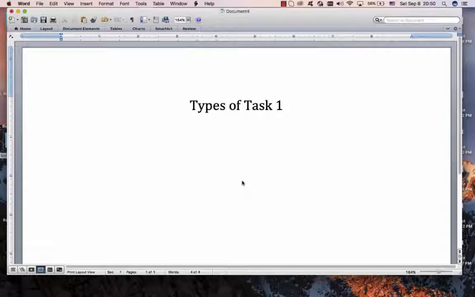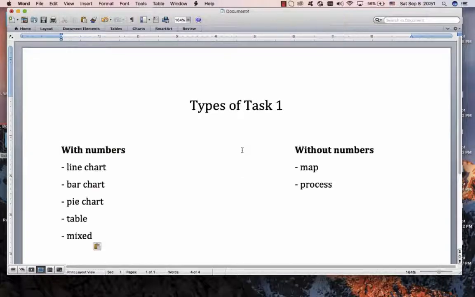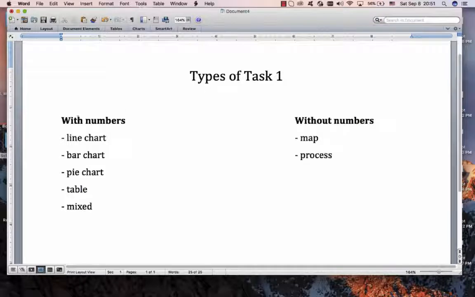Okay, so let's look at some lovely task ones. Now, the first thing I'm quickly going to talk about, most of you probably know this, bear with me, is the various types of task one. We can divide the task ones into two groups: there are task ones where we use numbers and where we don't use numbers, with numbers and without numbers.